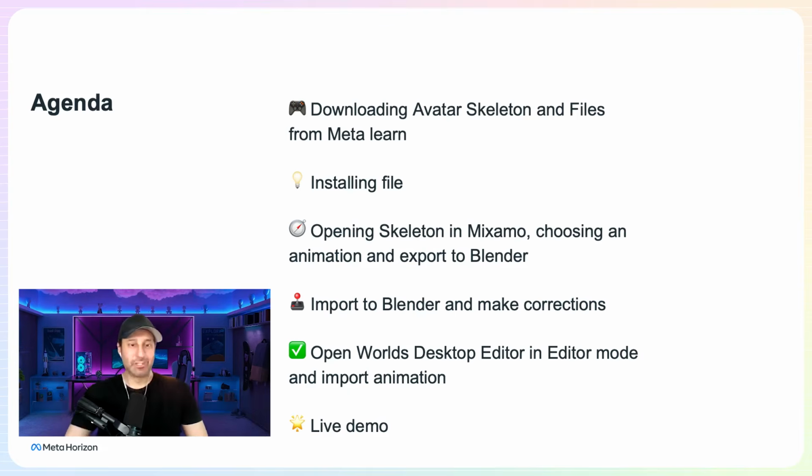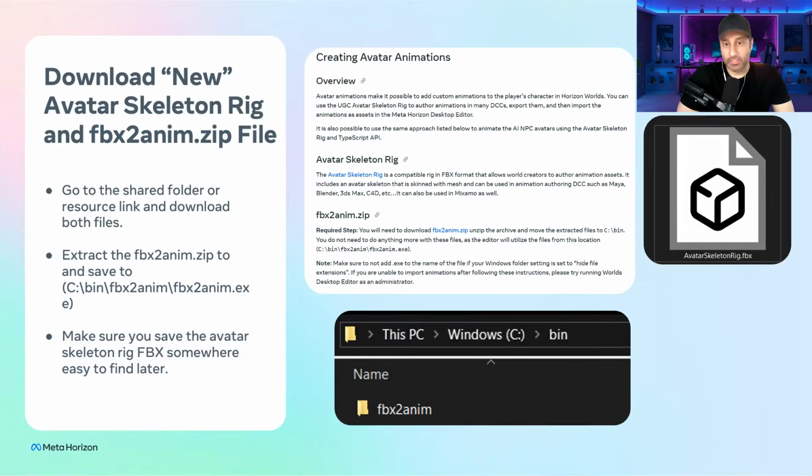All right. So first things first, we got to download some files. A lot of this stuff does not come built in. And I'm sure if you went looking for it, you couldn't find it. This is where you're going to be going to look for it. So I'm going to be putting in the chat right after this the exact form. So on the MetaLearn site, you're going to be going to the Creator Avatar Animations. And you're going to notice you have to download two files.